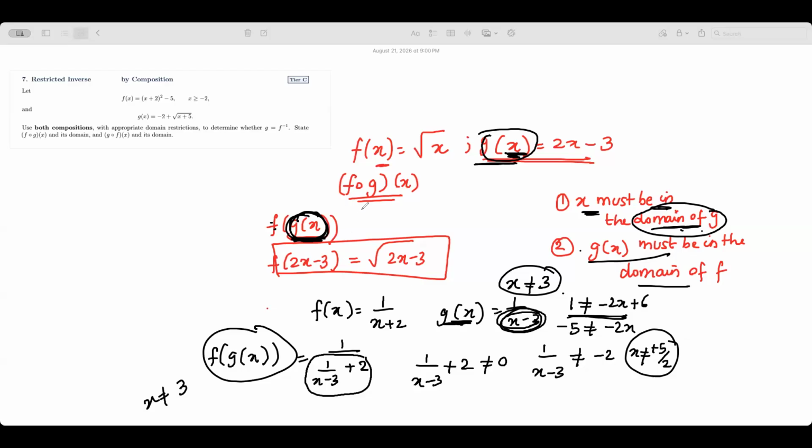So here for the overall function, what was the restriction? The restriction was x not equal to 5 by 2. For the domain of g, what was the restriction? x not equal to 3. So combine both the restrictions: x is not equal to 3 or 5 by 2. Make sense? Composite functions domain is a little complicated. Can I move on? Yeah, it makes sense.